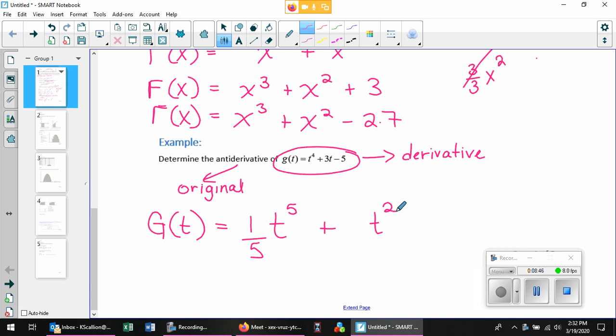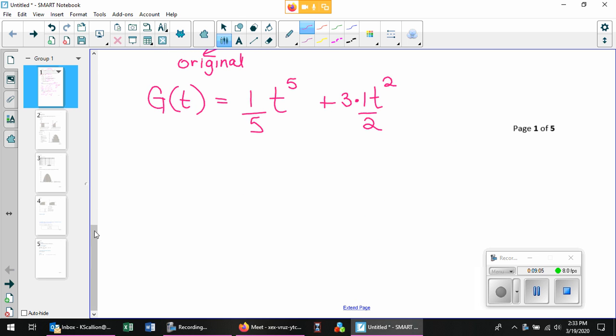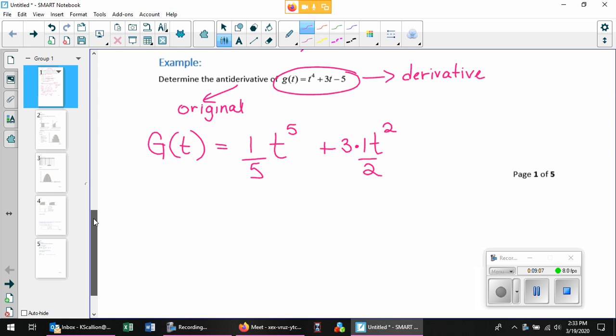So what if we did this? What if we did 3 times 1/2? Because if I bring the 2 down, this will give me 1. This coefficient will give me 1. 1 times 3 is the 3 I'm looking for. Okay. We'll tidy this up in a second. Because there's more. So it would be 3 over 2.